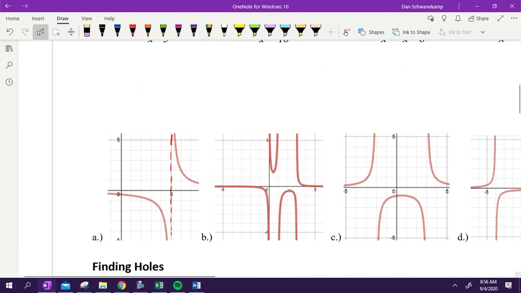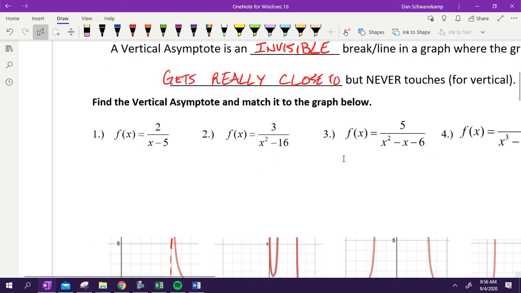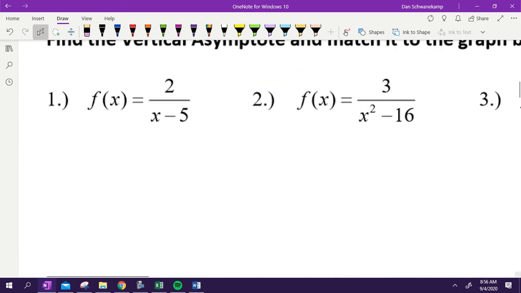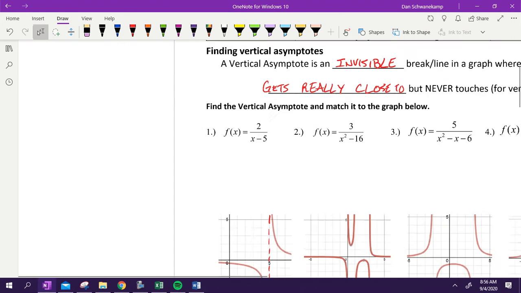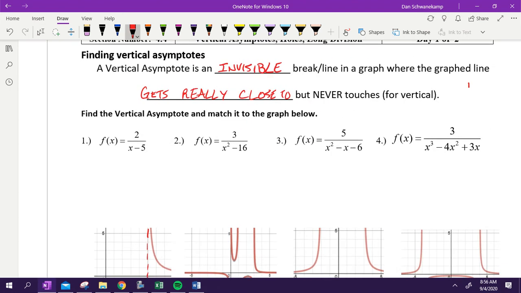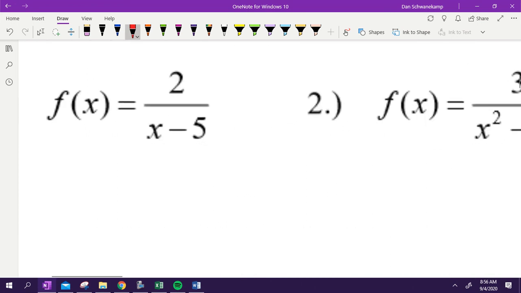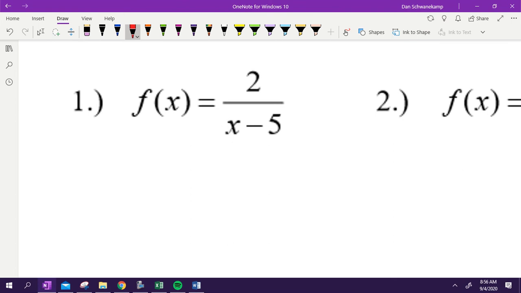To find vertical asymptotes, what we're looking for is dividing a number by 0. Okay, so if we do this thing and we get some number divided by 0 when I plug in, that's what's going to get us a vertical asymptote. Okay, so for example, on number 1, what we're going to do is we're going to take the bottom and set it equal to 0. Because if the bottom is 0, that's when I get a vertical asymptote.